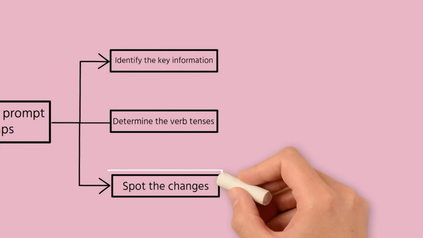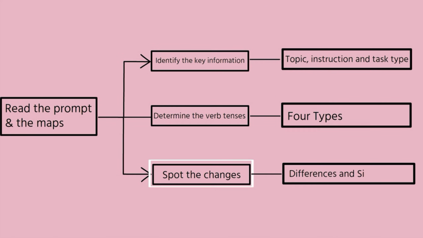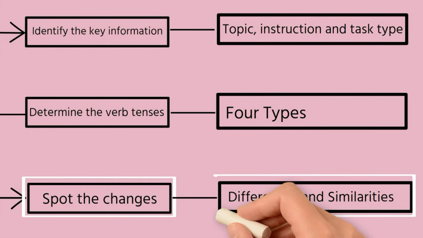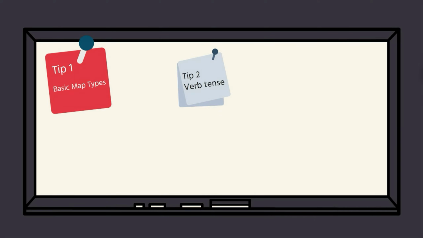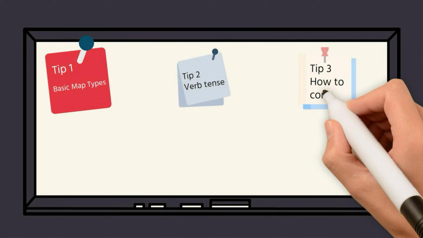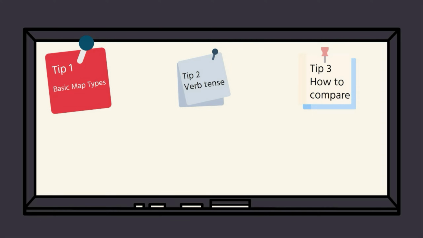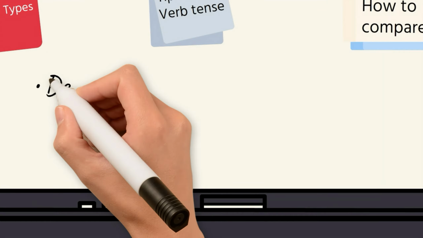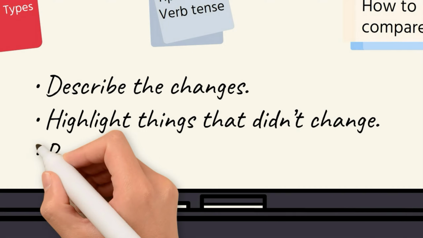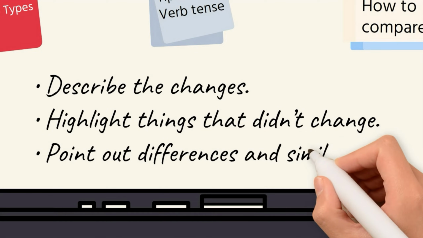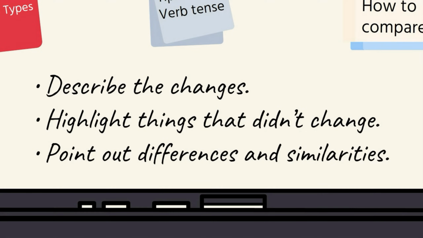Step 3. Spot the changes. The main task focus of Task 1 is to make relevant comparisons. So, tip 3. How to make relevant comparisons with maps. For relevant comparisons, we should first, describe the changes. Second, highlight things that didn't change. Third, point out differences and similarities.